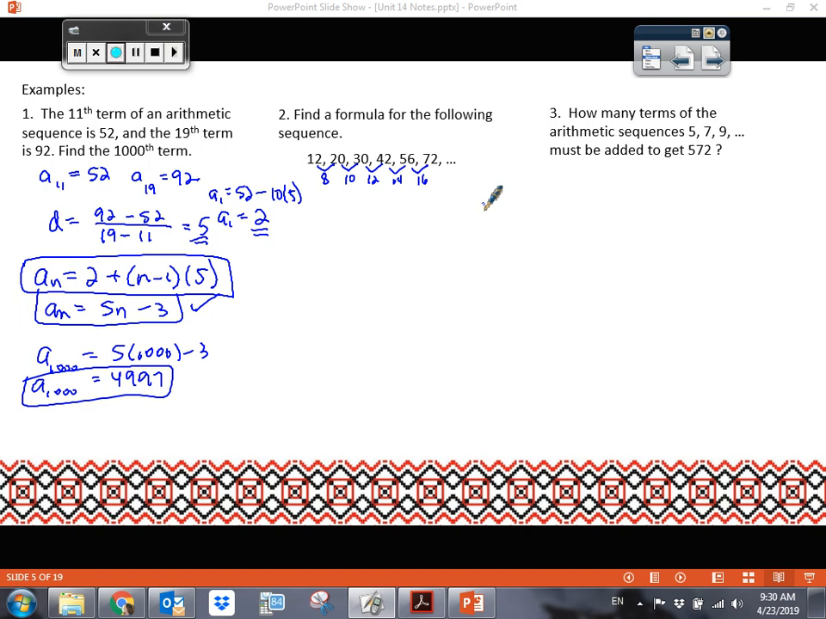But if we did the second differences, those would be the same. If I took the difference between these two, I would get a 2. And the difference between these two, I would get a 2, 2, and 2. So here my second differences are the same. What that means is this is going to be quadratic. We're going to use the quadratic form, which is a sub n equals a n squared plus b n plus c.